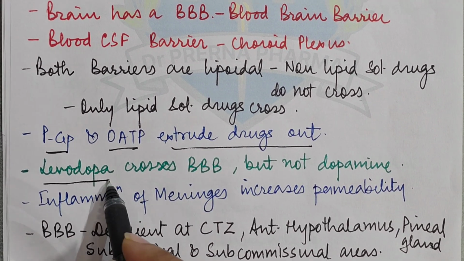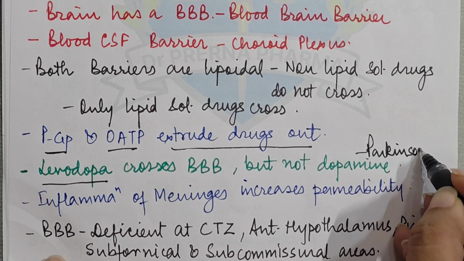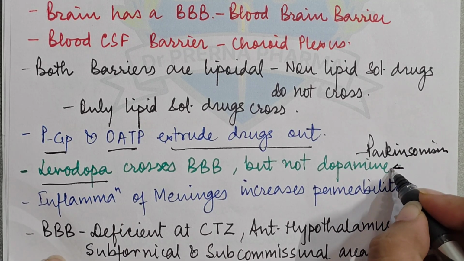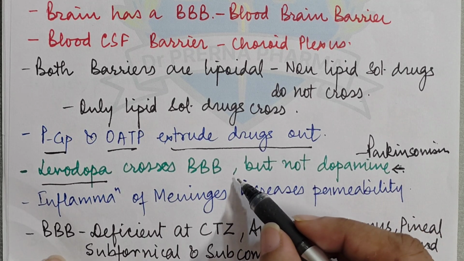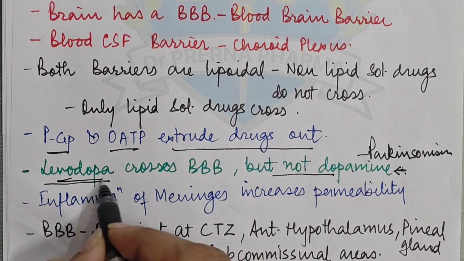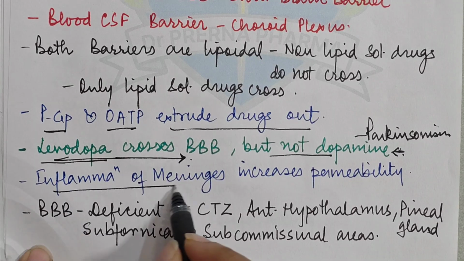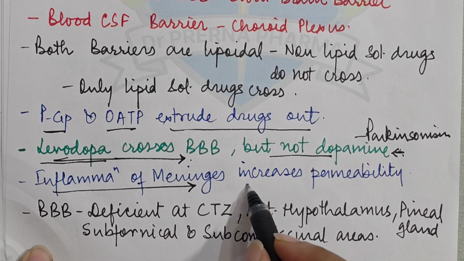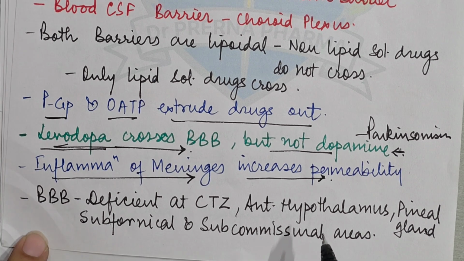We have all heard about levodopa, which is used in Parkinsonism. Parkinsonism is a disease which occurs because of deficiency of dopamine. Now if we give dopamine, it will not cross the blood-brain barrier, it will not go into the brain, and we want dopamine in the brain. So because dopamine cannot go, we give levodopa because it crosses the blood-brain barrier. Then inflammation of meninges: whenever there is an infection of the meninges, there is increased permeability and drugs can traverse through the membranes. Now this is important.